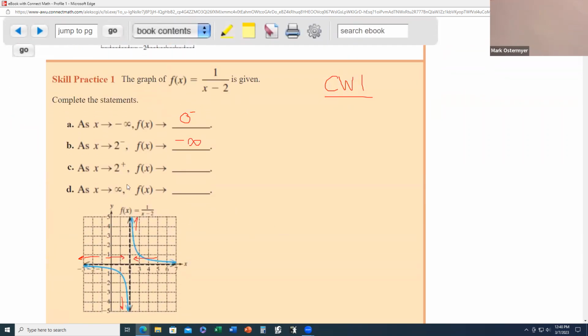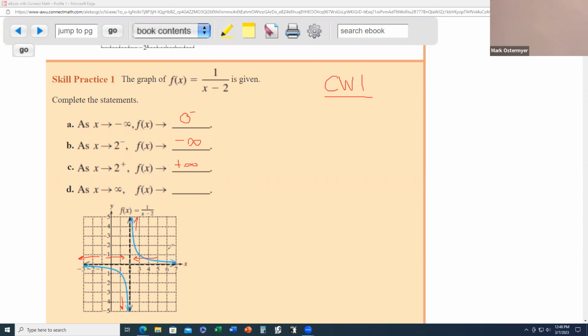All right, so as x approaches positive 2 from the right, f of x is approaching positive infinity here. So this should be positive infinity here.